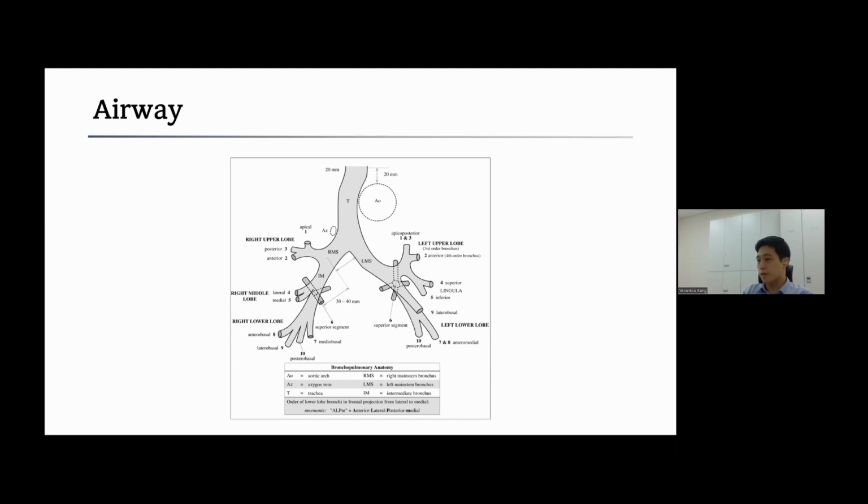Right upper lobe is divided into apical, posterior, anterior segments, middle lobe into lateral and medial segments, lower lobe into superior, medial basal, anterior basal, lateral basal, and posterior basal segments. Left upper lobe is divided into apical, posterior, anterior segments and lingual division, which consists of superior and inferior segments. And left lower lobe is divided into superior, anterior medial, lateral basal, and posterior basal segments.